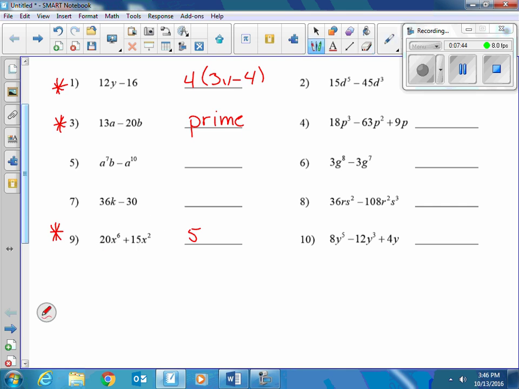Now the trick here is, what about the x's? Look at this first term, for example. That has x to the 6. That means it has 6 factors of x: 1, 2, 3, 4, 5, 6. And if you look over here, this 15x squared has 2 factors of x. So how many do they have in common? Well, this one has 2, and this one has at least 2. So it makes sense that we can pull out at most an x squared.